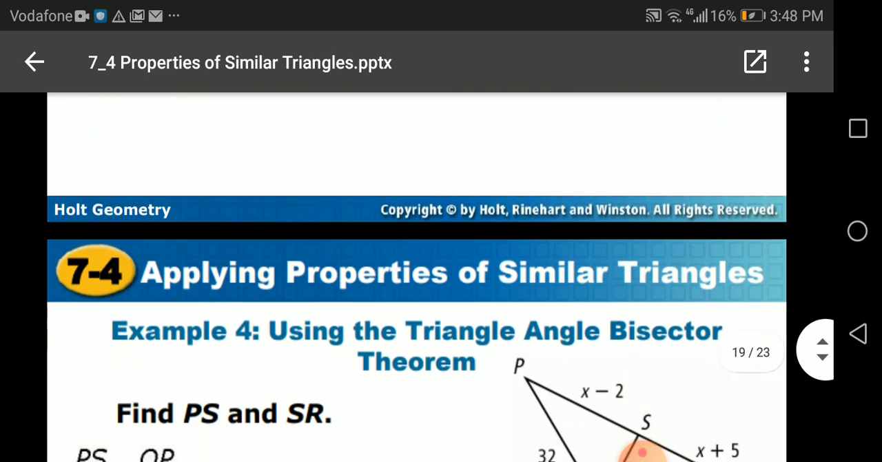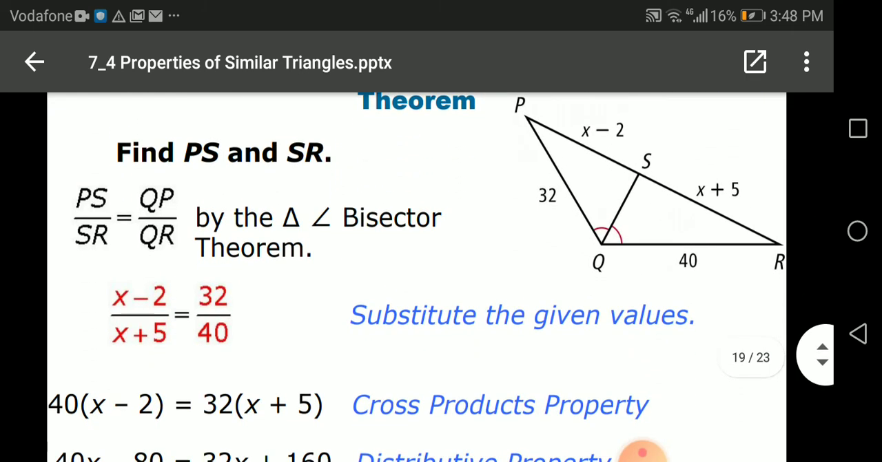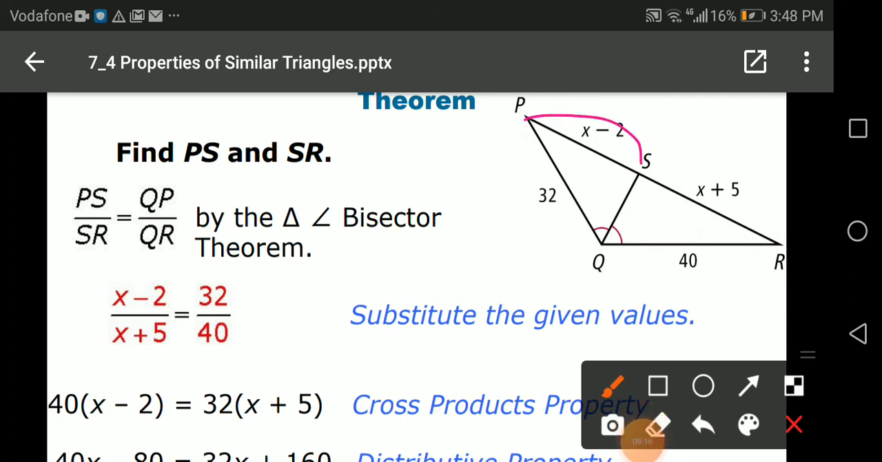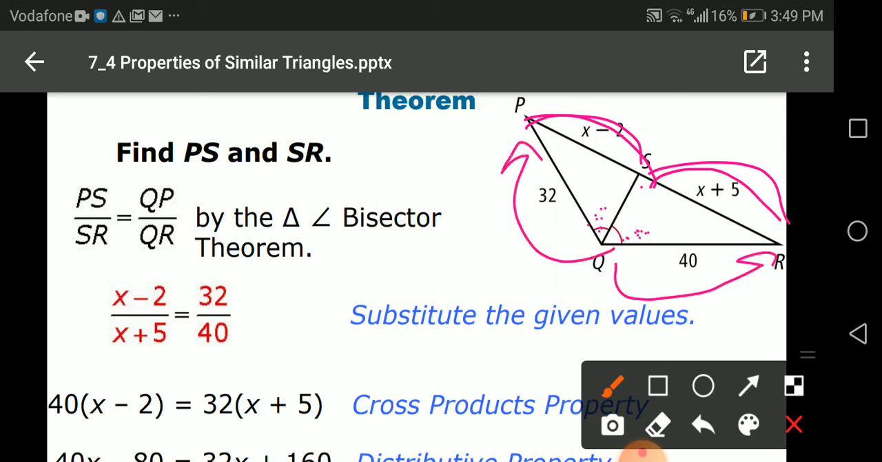Let's see real examples or exercises we've got here. Find PS and SR. Where is PS, guys? We have PS and SR, and he asks me to find them. It gives me the angle bisector theorem. By the angle bisector theorem, we have two congruent angles. So we have PS over SR equals QP over QR. So it's easy now to solve it.